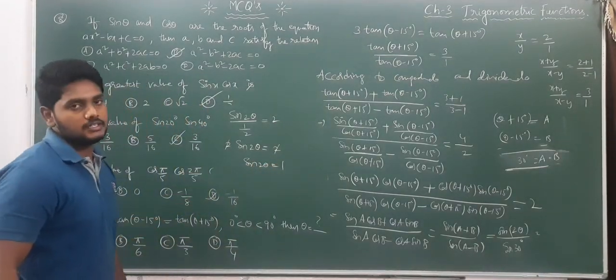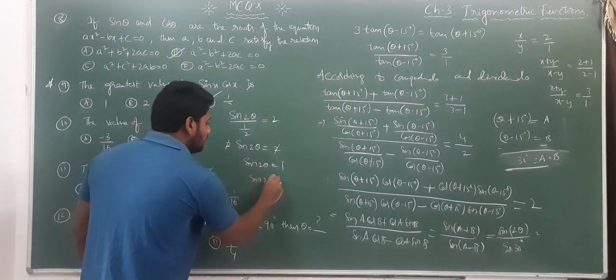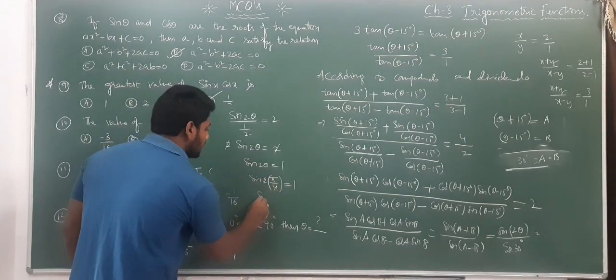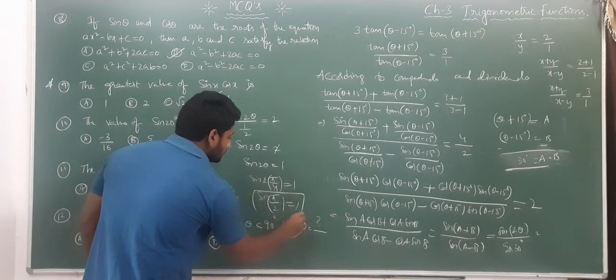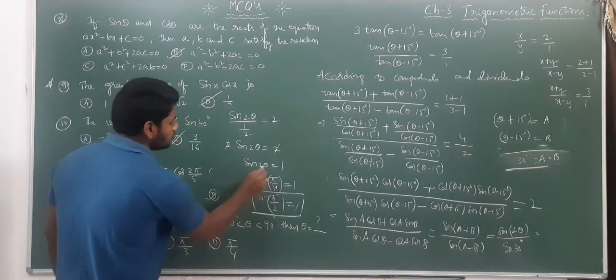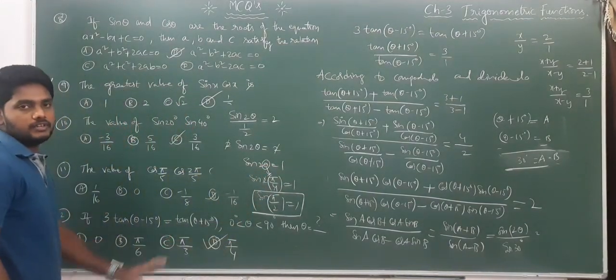When sin 2 theta is equal to 1, it means sin of 2 into theta, if theta is pi by 4, equals sin pi by 2, because the 2 and 4 cancel, and sin pi by 2 is equal to 1. That means the theta value is pi by 4. So pi by 4 is our answer.